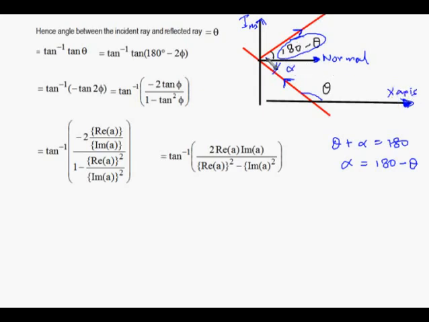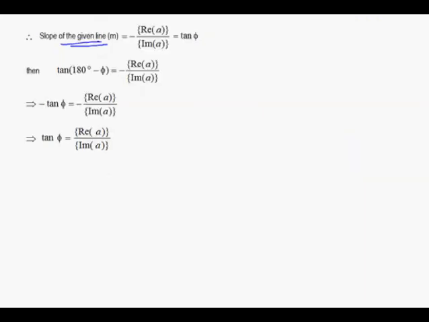So what is the inclination of the reflected ray with respect to the x-axis, that is, the slope of this line? It will be nothing but 180 minus theta. I hope you have understood that if theta is the inclination of the incident ray, then the corresponding inclination of the reflected ray will be 180 minus theta. So I then go on to find tan of 180 minus theta, and that will be given by the real part of A upon the imaginary part of A.